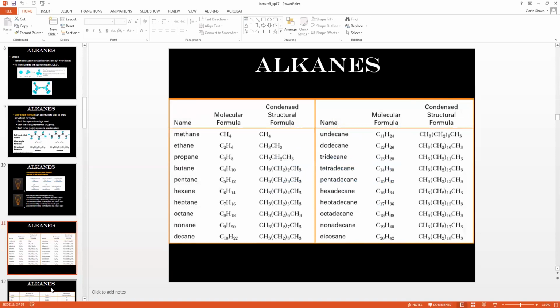When we think about alkanes, one of the things we need to be able to do is recognize the prefix. So methane, ethane, propane, butane, pentane, hexane, heptane, octane, nonane, decane. And then the molecular formula that corresponds to that prefix, and then what that condensed structural formula would look like. You need to know all of the first 10 and be familiar with the structure of up through 20.